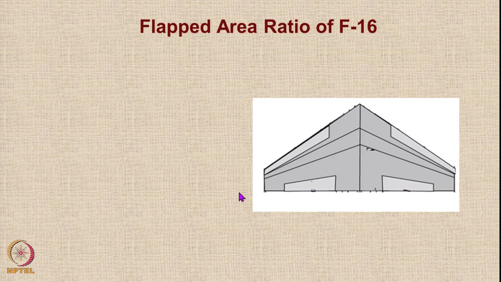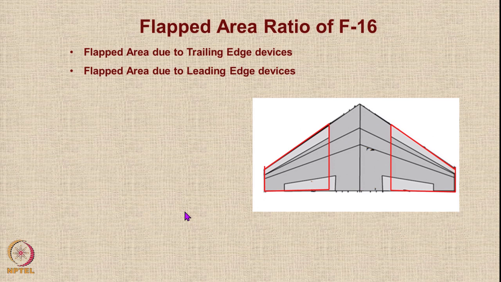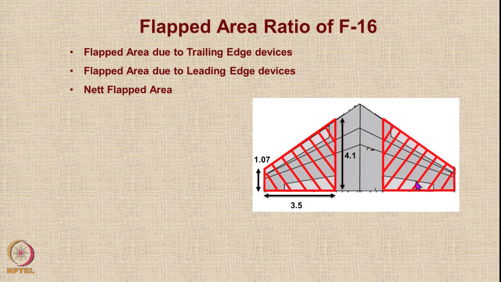So, let us calculate the flapped area ratio for F-16C. This is the area that we have to calculate. This is the area which is under the influence of the trailing edge devices, and this is the area which is under the influence of the leading edge devices. So, the net area is the one that is hashed, and looking at the geometry of the aircraft, we have determined that the dimensions of the flapped area are that of a trapezium with the larger side 4.1, the parallel side 1.07, and the distance between the two sides as 3.5 meters.